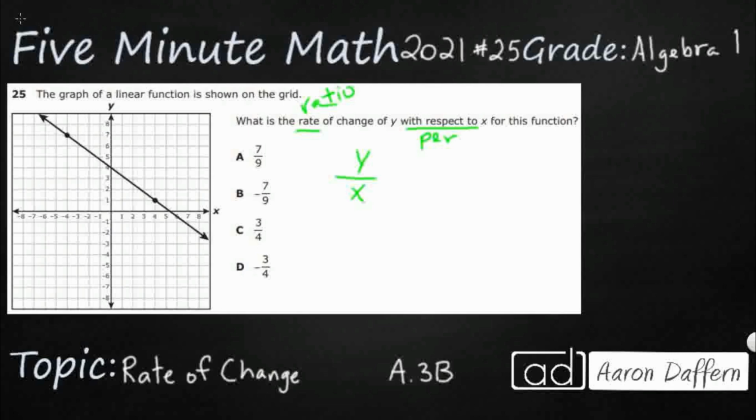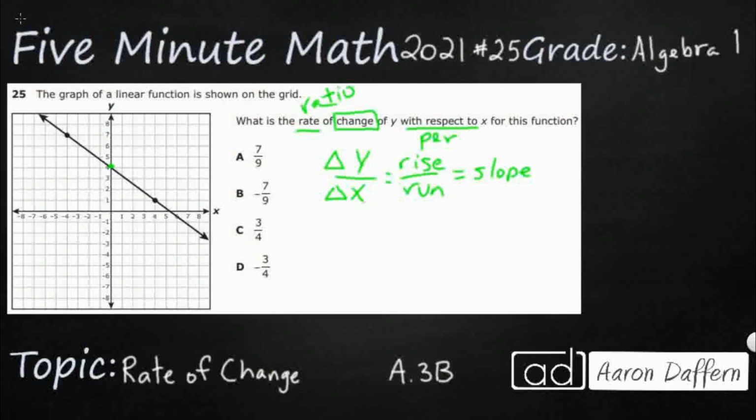Ratio can be represented as a fraction, but we're not just looking for y over x, we're looking at the rate of change. So I'm going to use the Greek letter delta, which looks like a triangle: change of y over change of x. Hopefully you're thinking that sounds an awful lot like rise over run, and if you are thinking that, you are correct. All this is asking for is the slope, and we know how to find the slope. So the rate of change is just asking you to find the slope, and in this case we've already got 2 points on the graph for us.